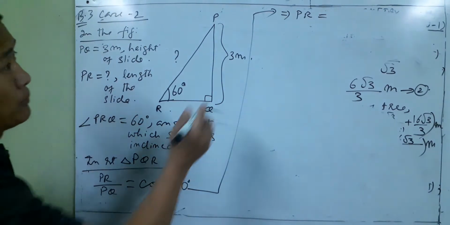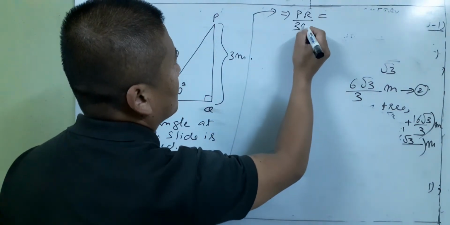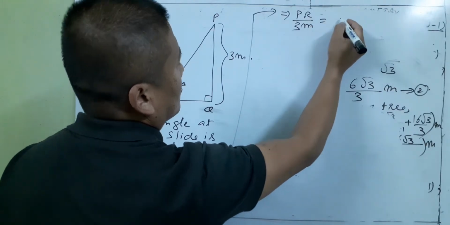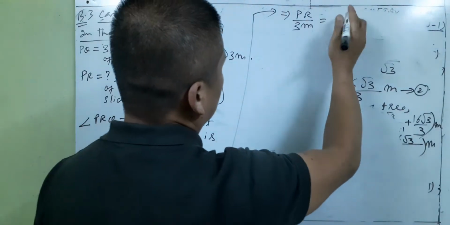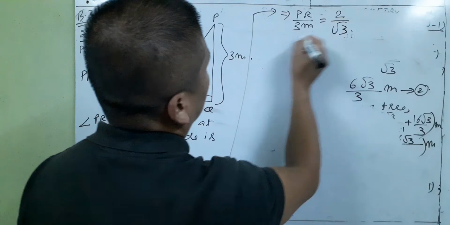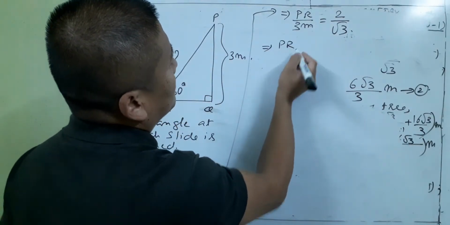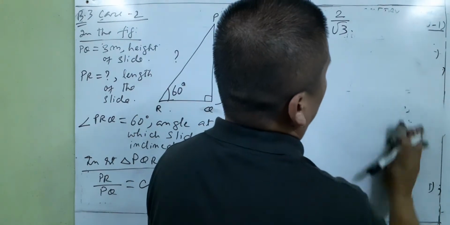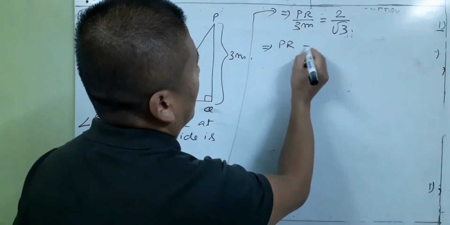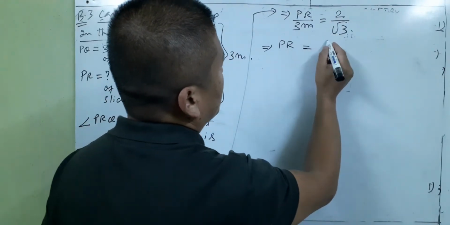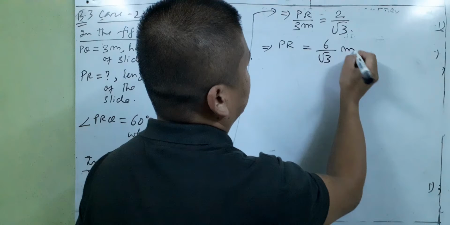Then PQ, PR by PQ is 3 meter. Put it once before you shift. Cosec 60, sine 60 is root 3 by 2, so this will be 2 by root 3. So you shift, put this PR, don't shift that, and then you shift this 3 to the other side and go up and multiply 2. 3 2s are 6 by root 3 meter.